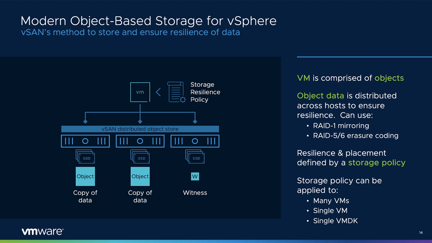In the example shown here, we see a VM with an associated storage policy of a level of failures to tolerate equaling 1, using the RAID 1 data mirroring technique. This creates 2 copies of data and a tiny piece of metadata on a third host known as a witness component. The witness simply helps vSAN determine availability during failure conditions.